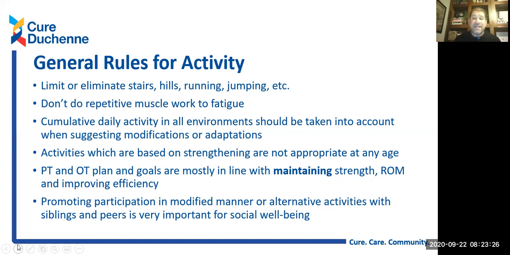We want to look at the daily activity, the cumulative daily activity in all environments. And what I mean by that is not just how far they are having to walk at one time. If they're having to walk one time a day for a half a mile, that's actually not as bad as if they're having to walk a total amount of 4 miles or 5 miles throughout the day. So we want to look at the total amount of activity. What does that look like, and how can we adapt that so that they're not doing so much activity total in one day? Like we said before, activities which are based on strengthening are not appropriate at any age.